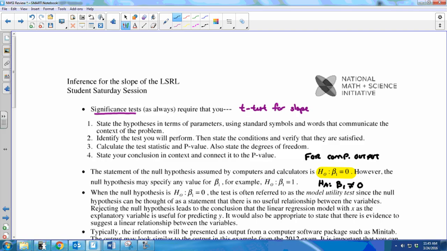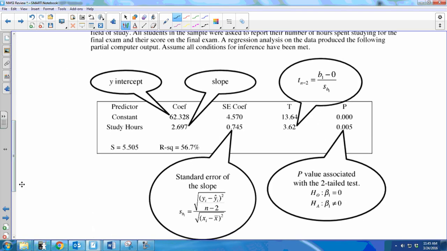In the computer output, you can see where it says T and P. It'll be somewhere in the computer output. T is your T statistic, and P is your p-value. Again, we're only doing tests about slope. Slope is always with the variable, so you wouldn't even need to look at the constant line. You would only look at these two numbers. Okay? So don't get it twisted and think that there's like a million numbers you're supposed to look at.